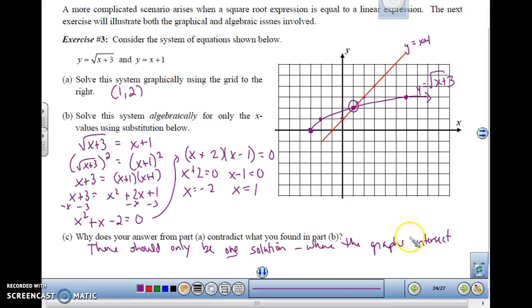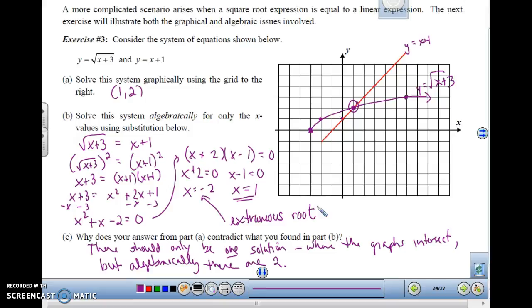Okay? But algebraically, there are two. Okay, so what we have here, x equals 1 is actually the intersection point. That is the answer that we would have. X equals negative 2 is called an extraneous root. It is a root that we get algebraically that cannot be used in the answer.